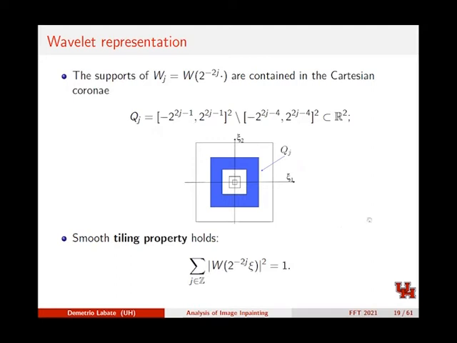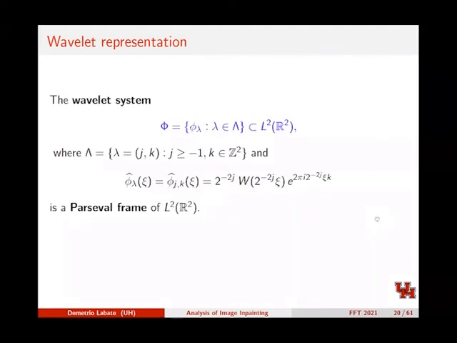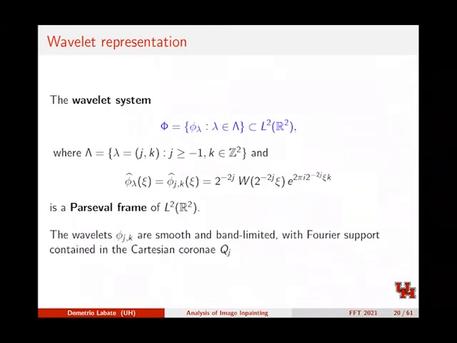And it is a relatively simple consequence that now you can define out of this window function a wavelet system, which I denote with capital Phi. And in the Fourier domain, those functions are denoted here like phi hat j,k, and they look like the scaled version of the W's multiplied by a phase factor that contains k. And this is our Parseval frame, right? Specifically, those functions are smooth and band limited, with Fourier support on the specific coronae.